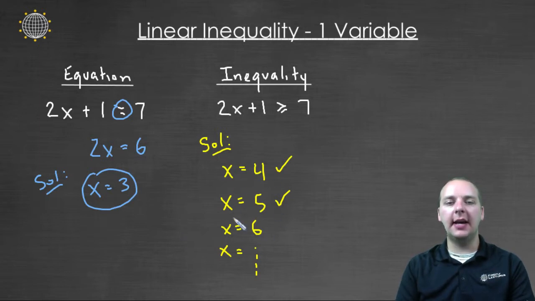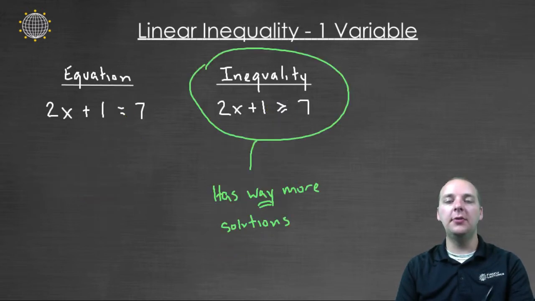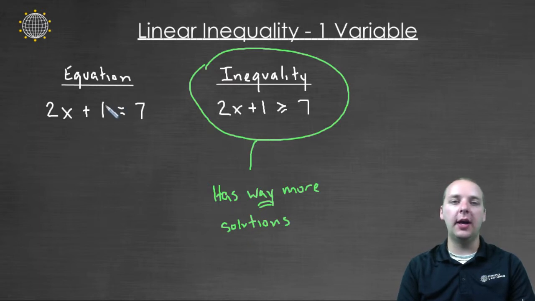How can these have so many solutions? Well, it's because we're not restricted anymore to simply equaling 7. It could be anything that leads to a number greater than 7, which opens up the floodgates for the amount of solutions that we would have. So here's a very important principle we need to understand. Inequalities have way more solutions than an equation would have.